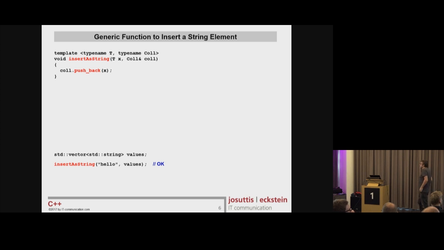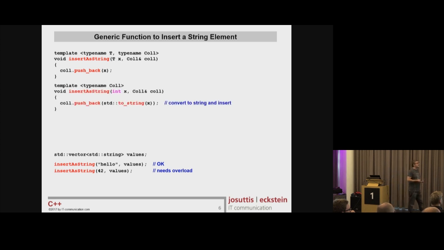Let's, for example, create a vector of strings, and we want to insert a string. OK, compiled. Fine. Great. Can I do something more interesting here? Oh, yeah. I want to insert an int in this collection. So what can I do? Well, I can say there's an overload of this function template saying I take an int.